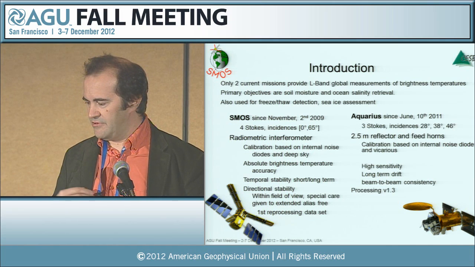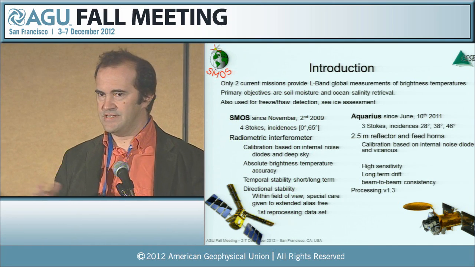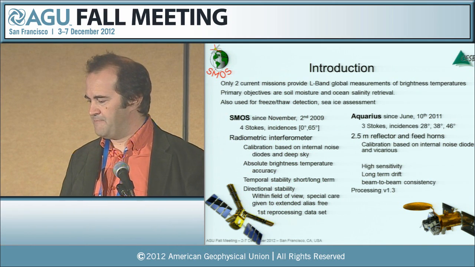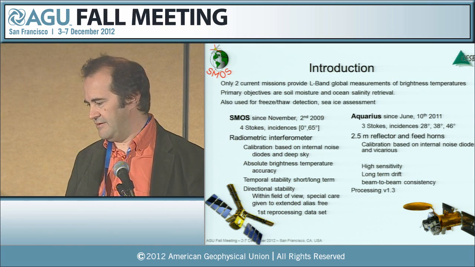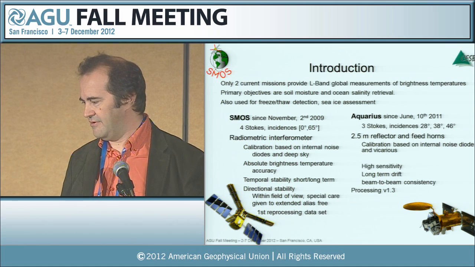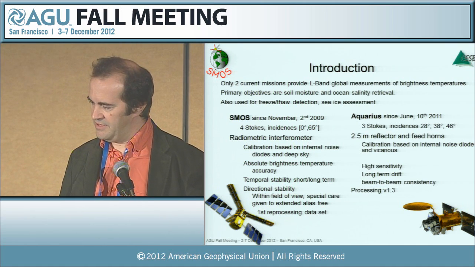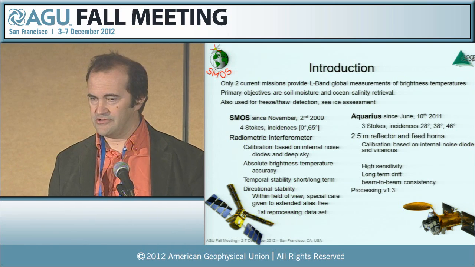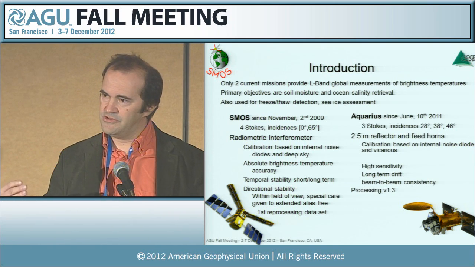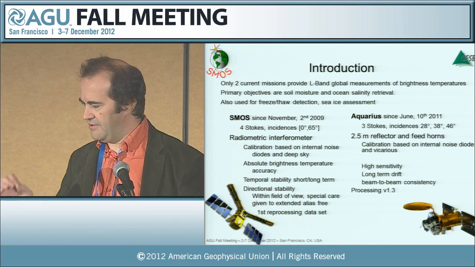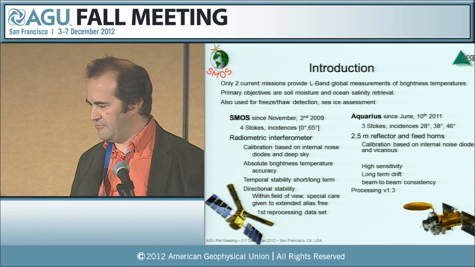We have an instrument which is very highly sensitive to differences in temperature between all the antennas that compose the interferometer. And this cycles throughout the orbit; it can be a source of perturbation in the short-term stability. And of course, and this is especially true for soil moisture, we want a very high directional stability. That is, we need to be sure that within the field of view and with the varying incidences, we get the same accuracy in brightness temperature measurements.